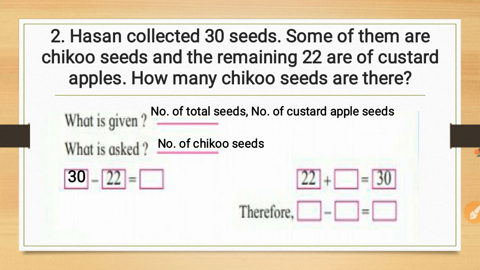So we do the subtraction first. 30 minus 22. What answer will we get here? 8. Yes. Now we will do the addition also here. 22 plus dash is equal to 30. Here we have to find what is missing in the dash. So we have to count forward after 22 till 30. So I am going to write the numbers from 22 to 30.